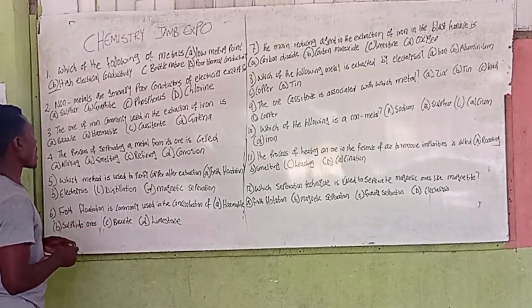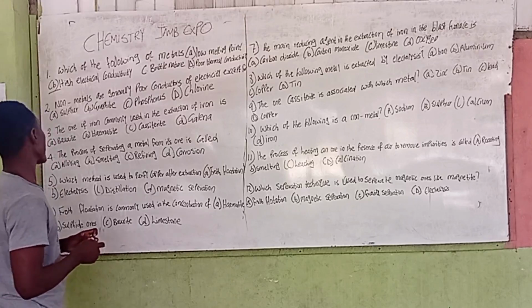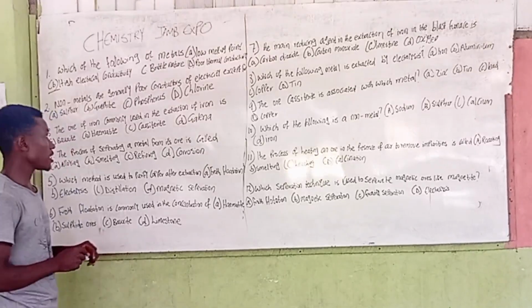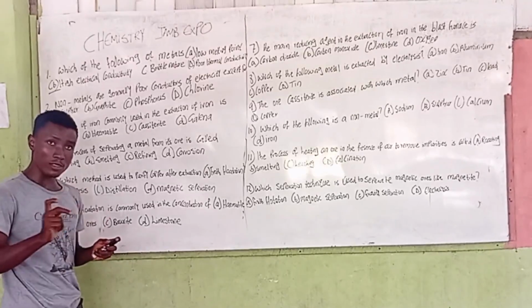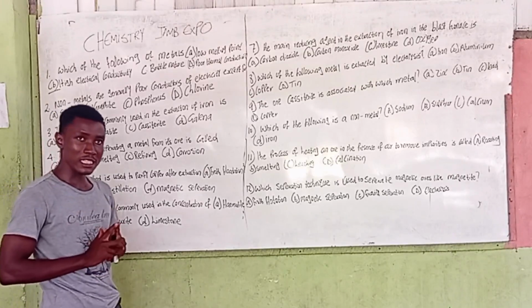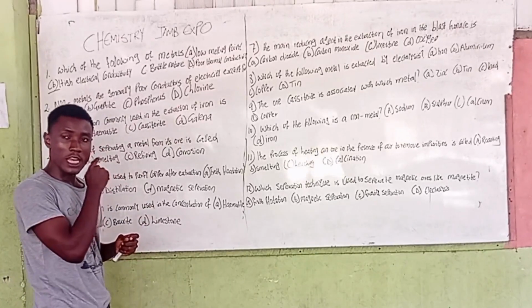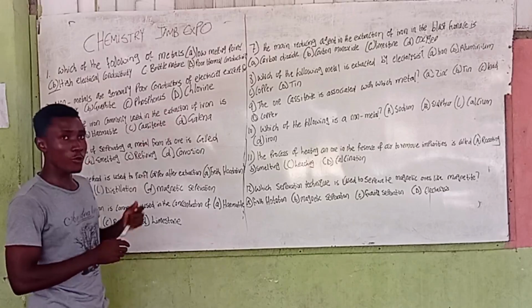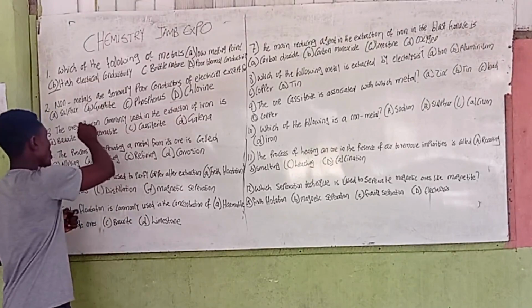Number 2. Non-metals are generally poor conductors of electricity except for A. Sulfur, B. Graphite, C. Phosphorus, and D. Chlorine. Note that the question is about non-metals. Non-metals generally are poor conductors of electricity, but now we are looking for the exception. So we have sulfur, graphite, phosphorus, and chlorine. Chlorine, phosphorus, and sulfur are wrong.